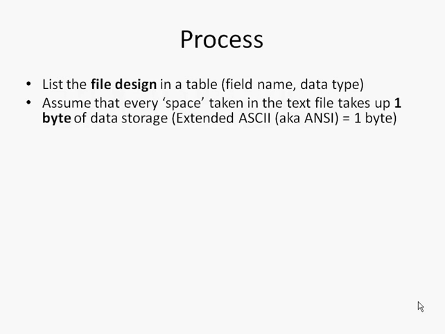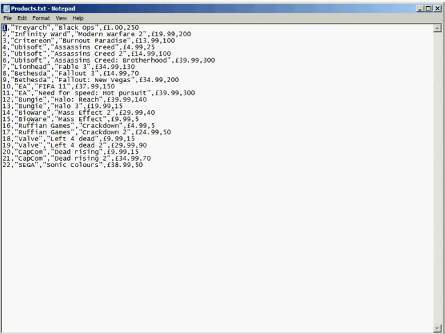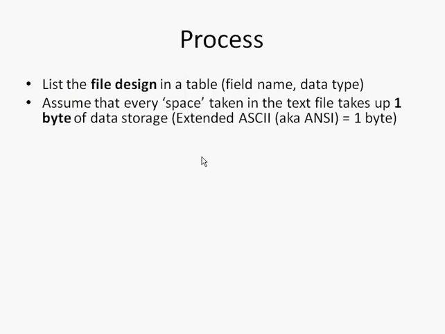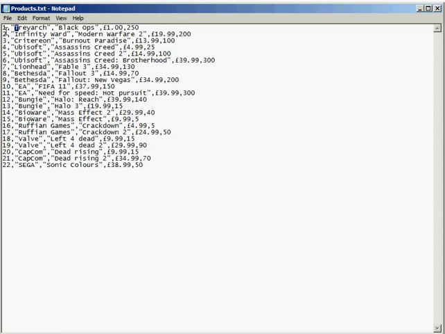You then assume that every space taken in a text file, and when we say a space, I mean every character or symbol or number or whatever in there, that's what I'm referring to when I say space. Every space taken in the text file takes up 1 byte of data storage, and we arrive at this because we know that extended ASCII, which we also know as ANSI, that character set takes up 8 bits, 1 byte. Therefore, each character in here takes up 1 byte.